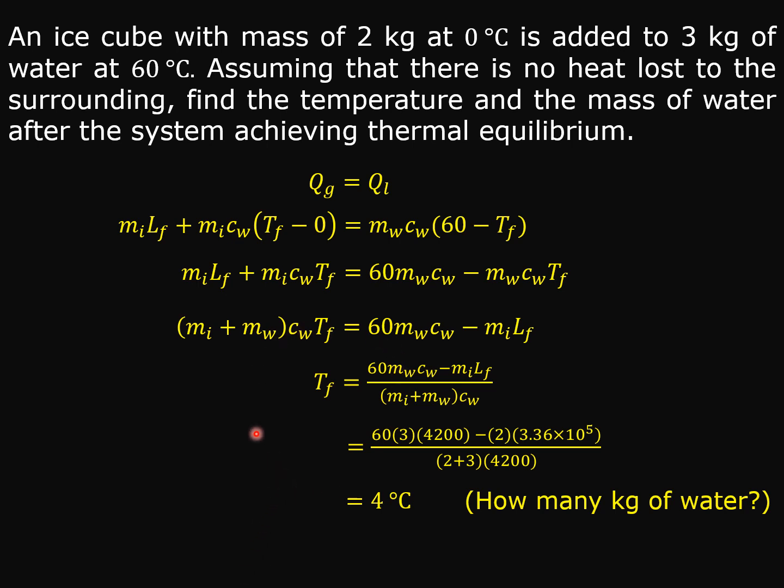Now we can get the final temperature of the system after achieving the thermal equilibrium, which is 4 degrees C. Now, because we know that the ice cube is completely melted into water and increases the temperature to 4 degrees C, the mass of the water in the system now becomes 2 kg plus 3 kg of the original water that we have in the system. So the final answer is 5 kg of water in the system.